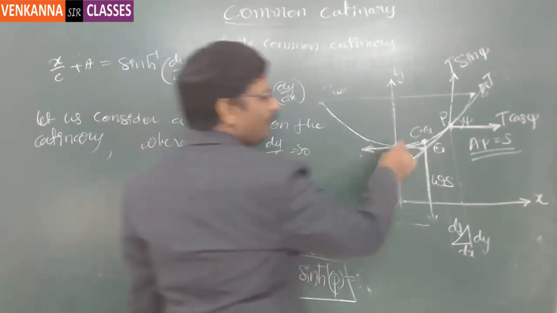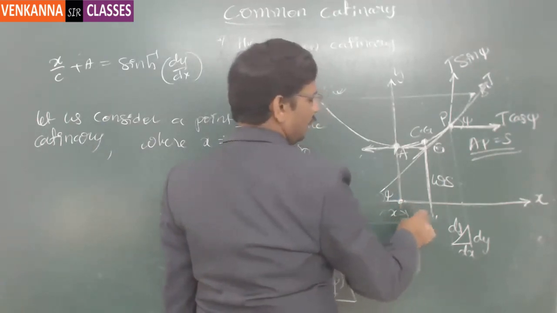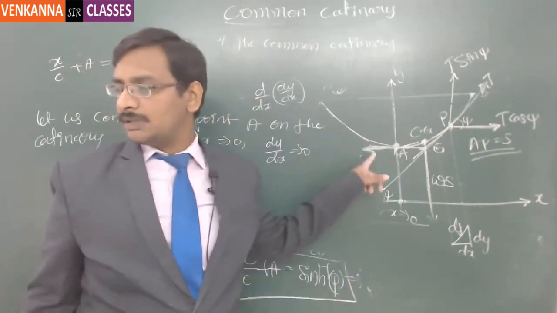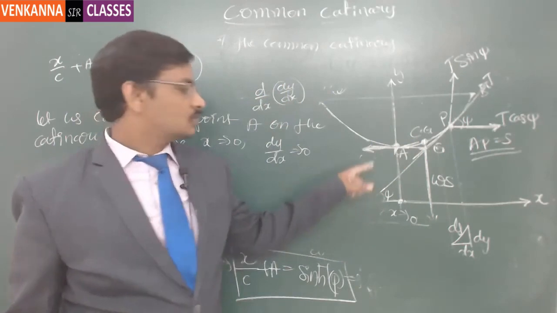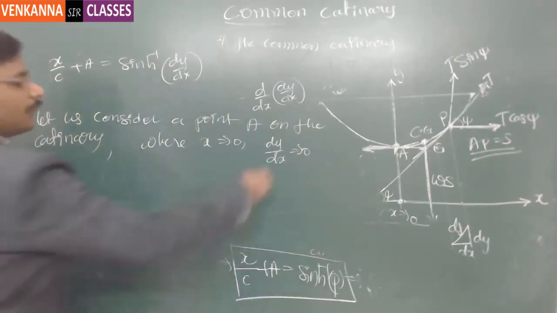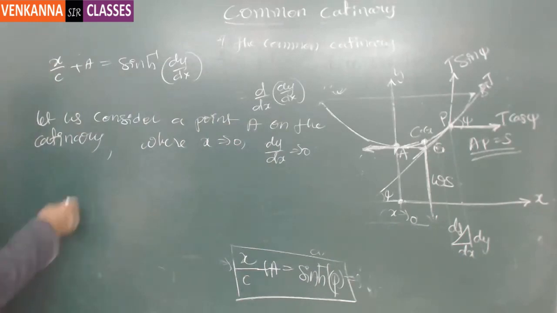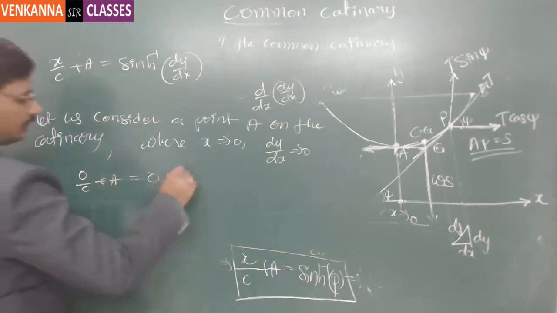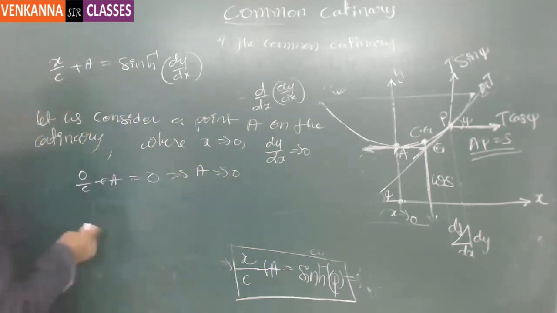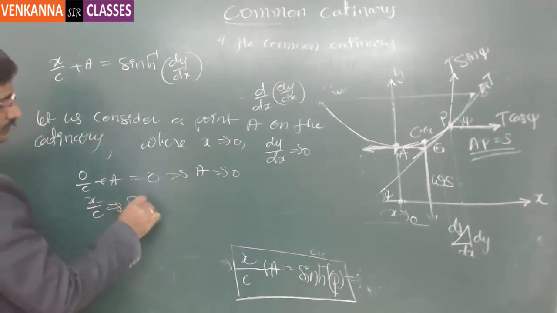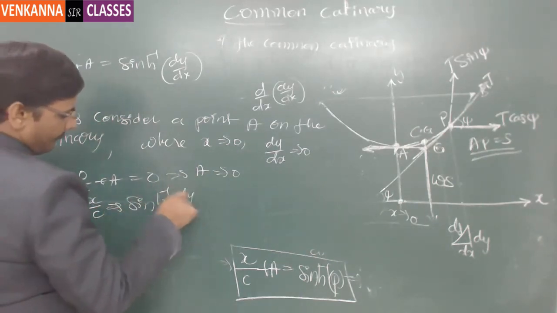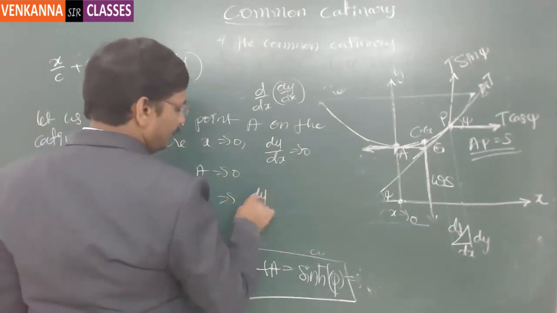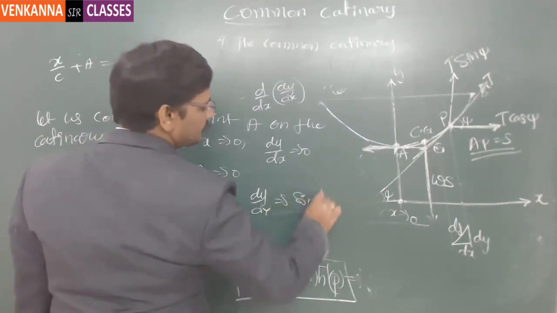If you notice, this point is located at x equal to 0, and the derivative is nothing but the slope, which is parallel to the x-axis. Hence you get the slope as 0, dy by dx is equal to 0. If you put it here, 0 by c plus a is equal to 0. Sinh inverse of 0 is again 0, so a is equal to 0. So we have the simple relation x by c is equal to sinh inverse of dy by dx, or on the other side, dy by dx is equal to sinh of x by c.